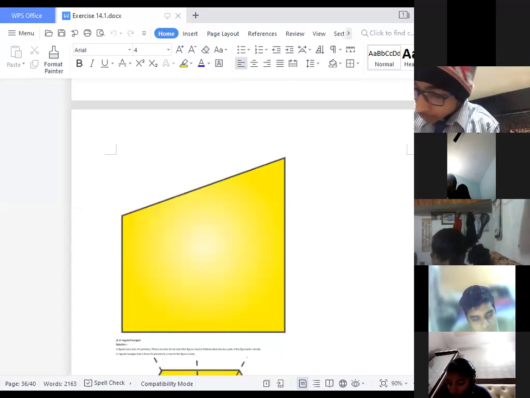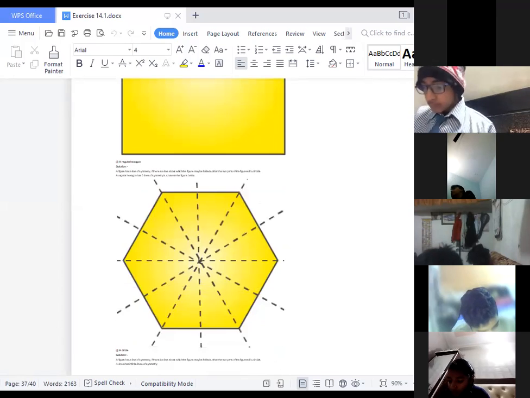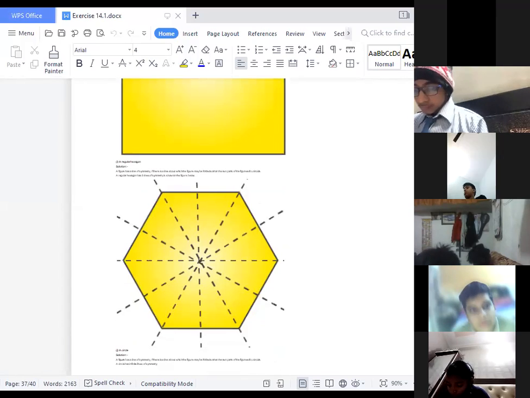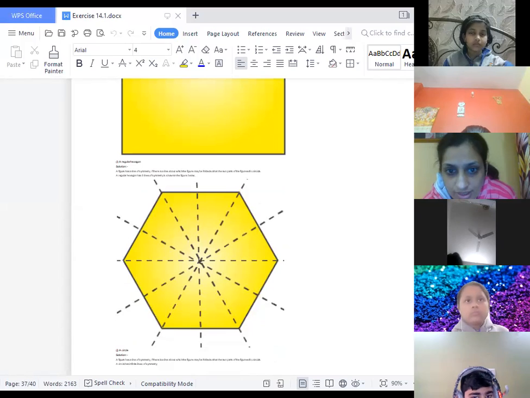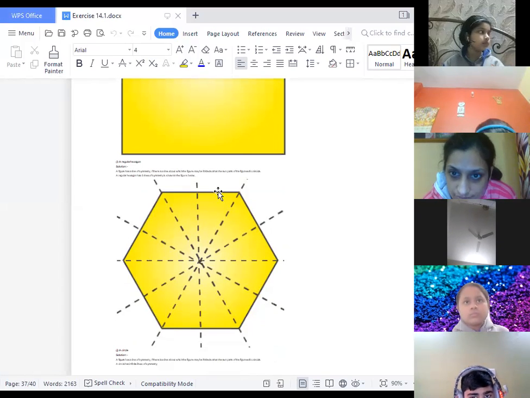Next is a regular hexagon. A regular hexagon means all the 6 sides are equal, and it has 6 lines of symmetry.